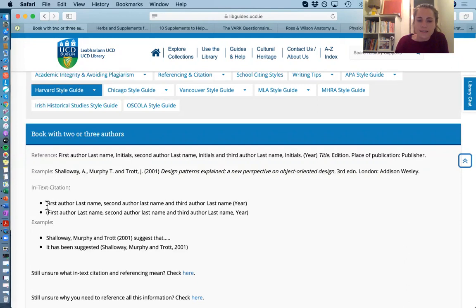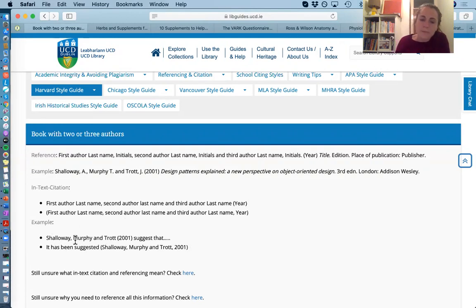And then they have the in-text citation. In the in-text citation, you don't include the initials. It's just the first author's last name, the second author's last name, and the third author's last name and the year. And you can see here, there it is in brackets, or you can write it in another way as well. So the author's name and then the date.